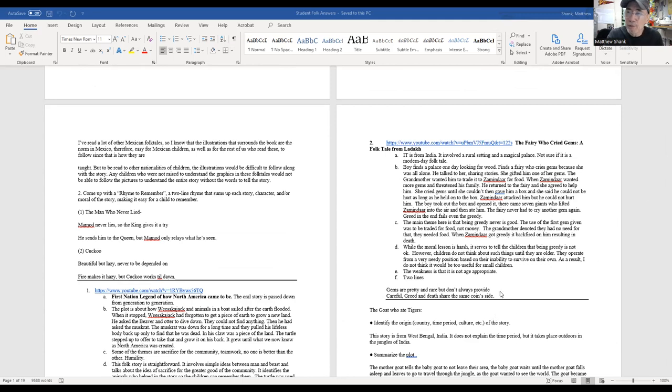Here's a pretty good one, I like this one. This was a pretty classy rhyme to remember. Gems are pretty and rare, but don't always provide. Careful, greed and death share the same coin side. Now that's pretty good.